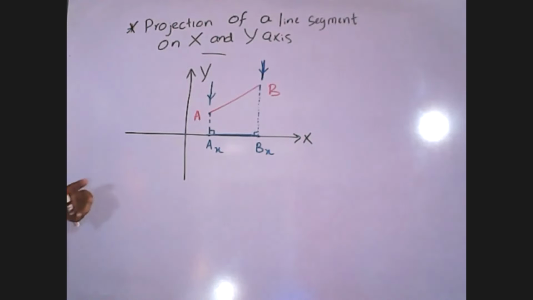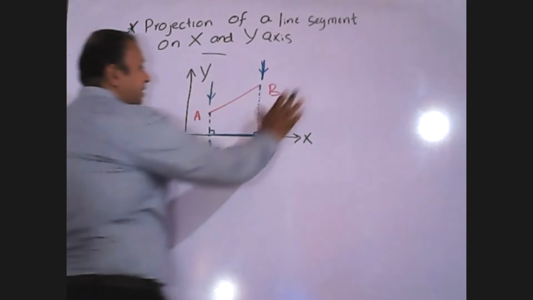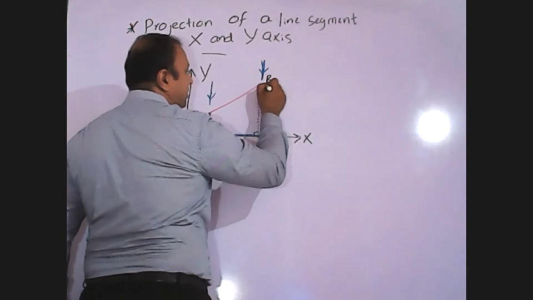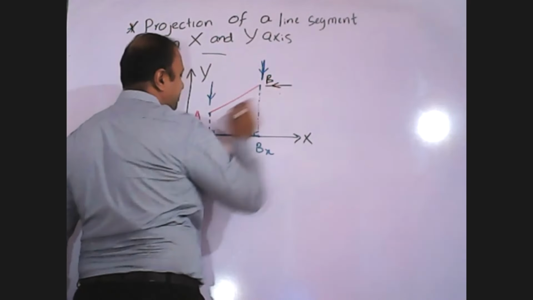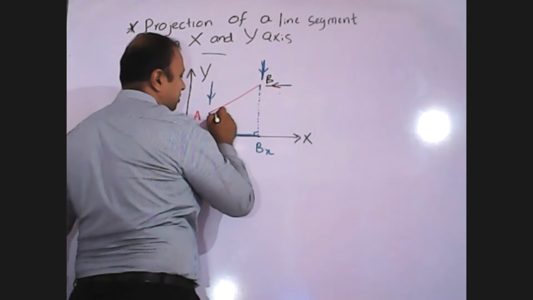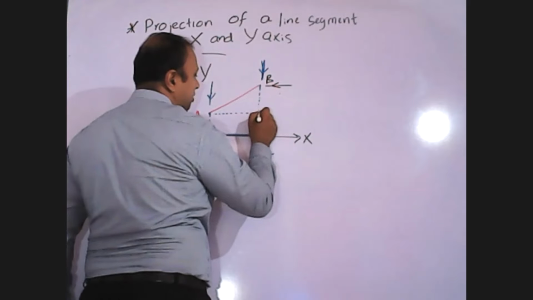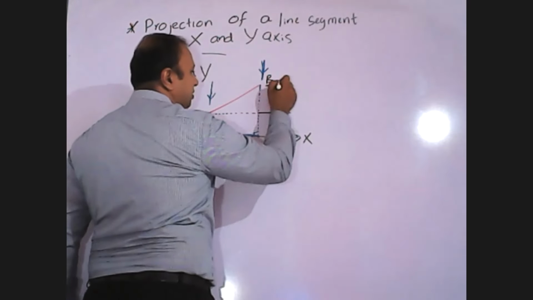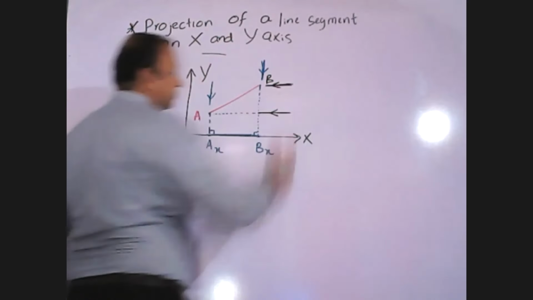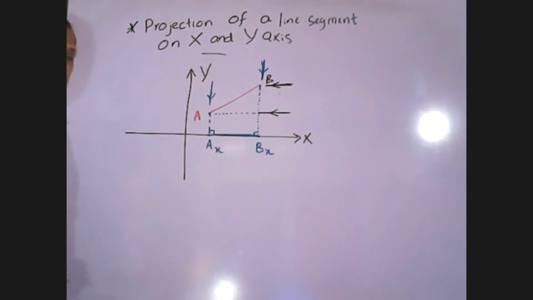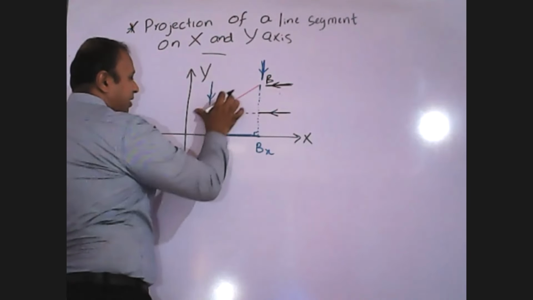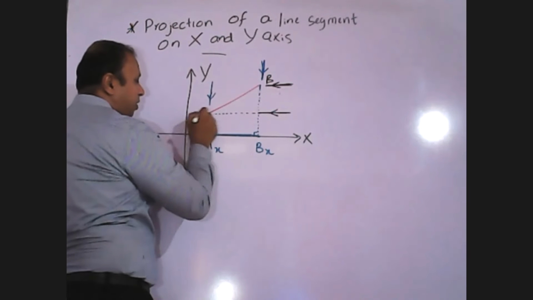So if I incident a parallel light beam from this side on AB, we can obtain the shadow of AB.